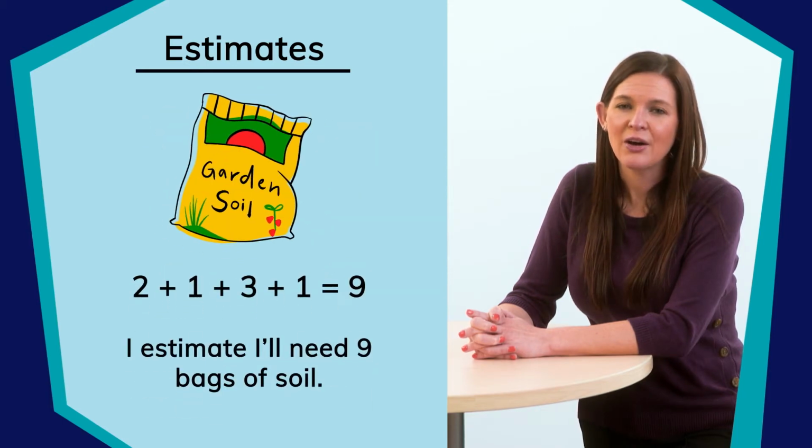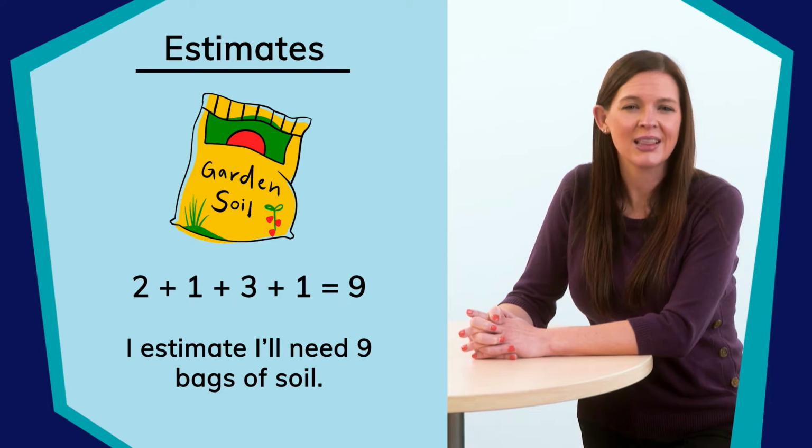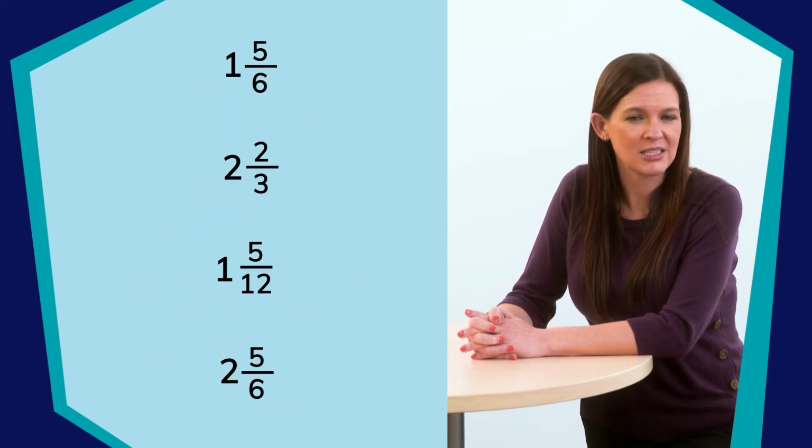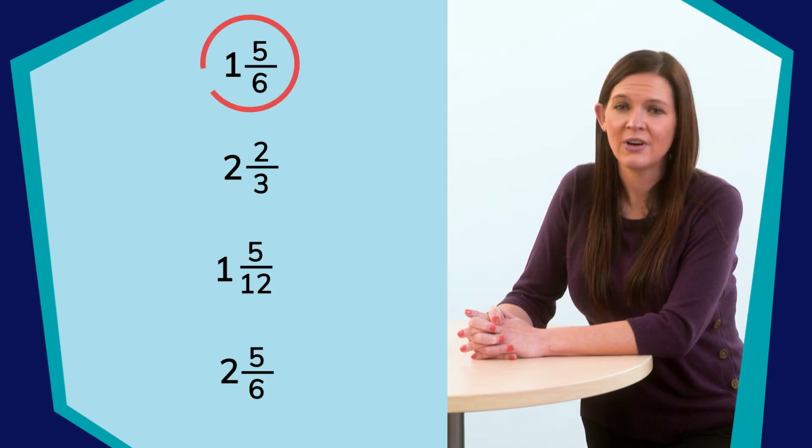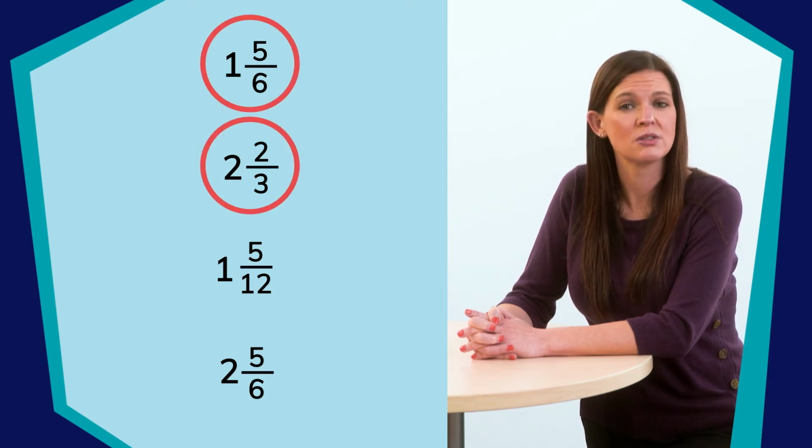Okay, how do we find equivalent fractions with unlike denominators? Great idea. I heard someone say we can make area models. I like that idea. Let's try it out. Let's pick 2 of the fractions to add together first. 1 5/6 and 2 2/3.